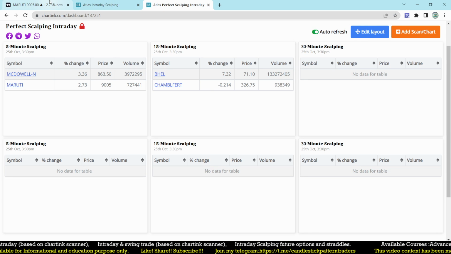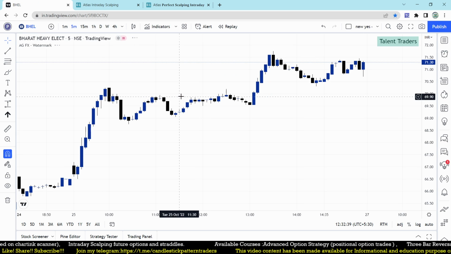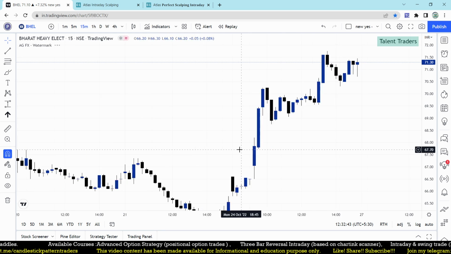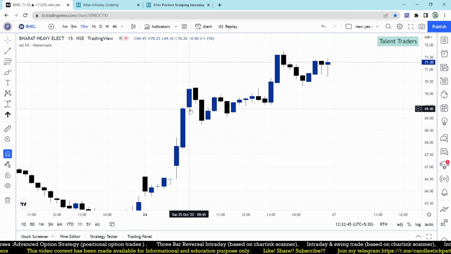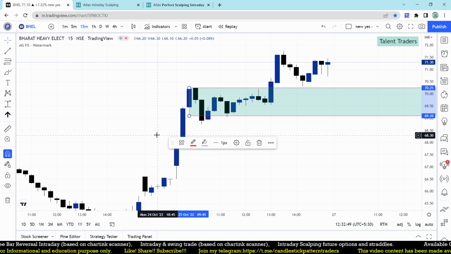And the second one is BHEL on 15 minutes. That one is happening on the 15 minutes time frame. It's not about a 5 minutes time frame, it's 15 minutes. What happened on that? Here the trade may be a stop loss trade initially. Just wait to check it out.